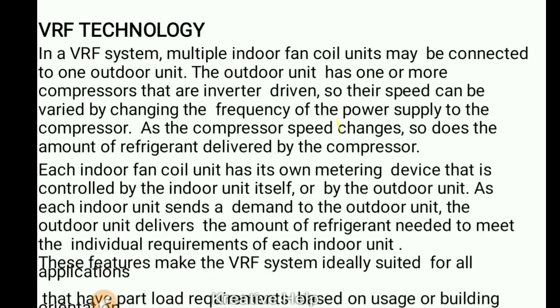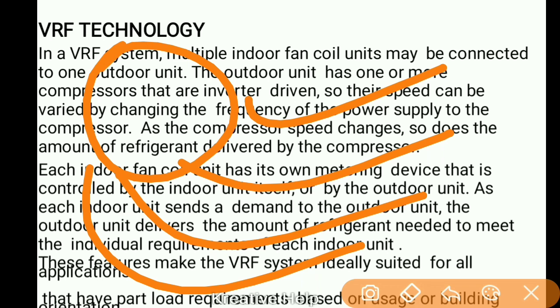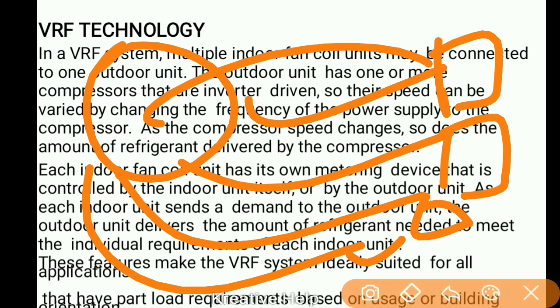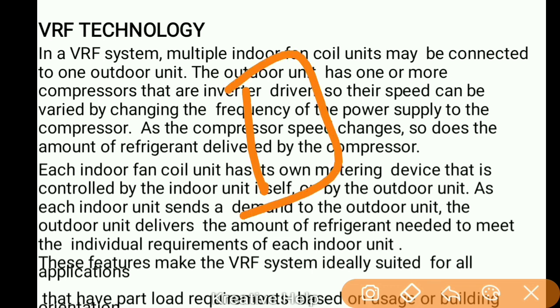In VRV technology there are multiple indoor fan units connected with one outdoor unit. So there is one outdoor unit connected to a number of indoor units. This is one room, this is another room, and this is another room, and all the rooms are connected by the one outdoor unit. This is the basic function and requirement of the VRV system. The outdoor unit has more than one compressor. I will show you in a figure. In a VRV system there is more than one compressor, and each has its function.